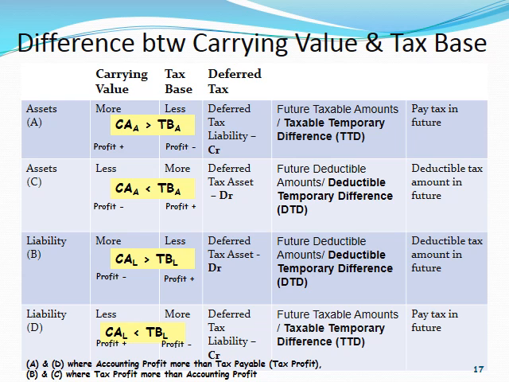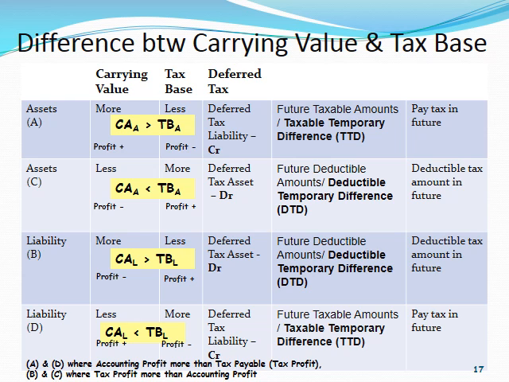The last two rows are for liability. For the third row, liability, if the carrying value is higher than the tax base, what we're going to have is a deductible temporary difference, DTD, in which the company will have a deductible tax amount in the future. And for this scenario, we're going to debit deferred tax asset.